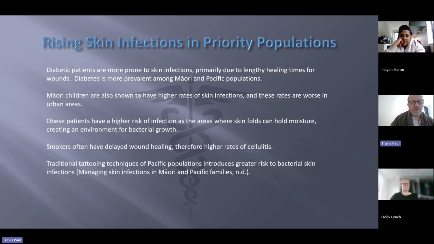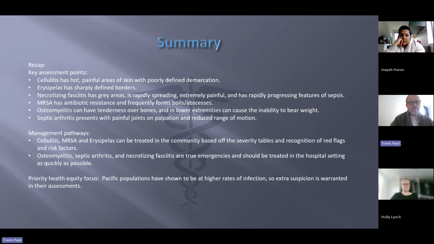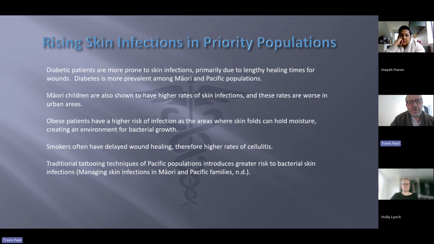So the North Island in general has higher rates than the South Island. Obese patients have a higher risk of infection because the areas where the skin folds hold moisture, creating an environment for bacterial growth. Smokers have delayed wound healing and higher rates of cellulitis. And traditional tattooing techniques in Pacific populations introduce a greater risk of these infections as well.